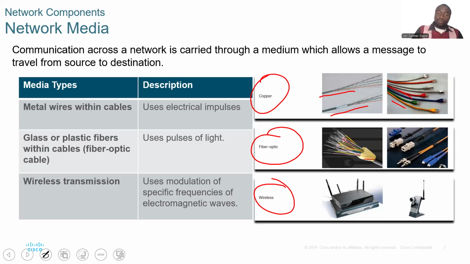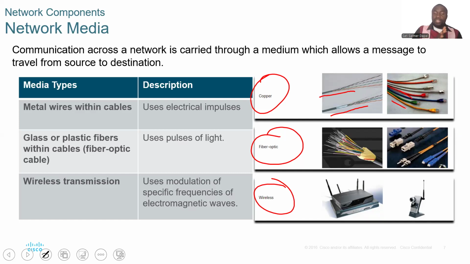The next one is fiber optic, and it's known for its high bandwidth capability. It can carry a very large volume of data, and it can go a very, very long distance. The copper one can go about 100 meters or thereabouts, but the fiber optic can go 2 kilometers, 3 kilometers, 5 kilometers, even 10 kilometers, depending on the type. But it carries data in the form of pulses of light. And fiber optics comes in two types: the single mode and the multi-mode fiber.